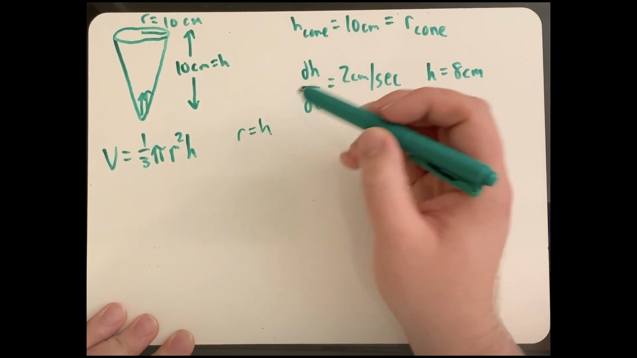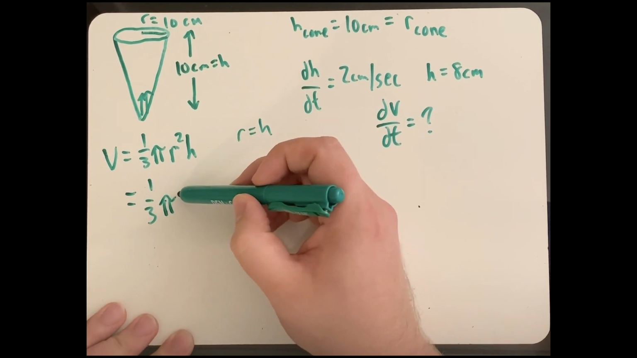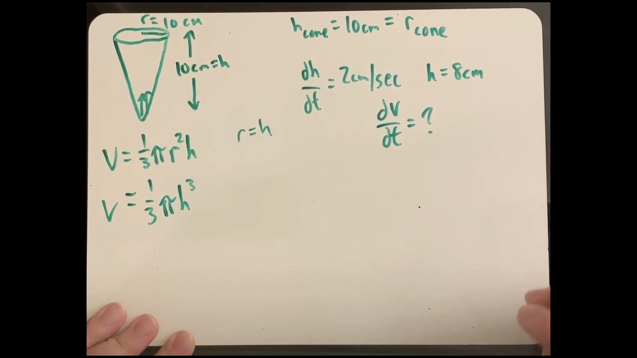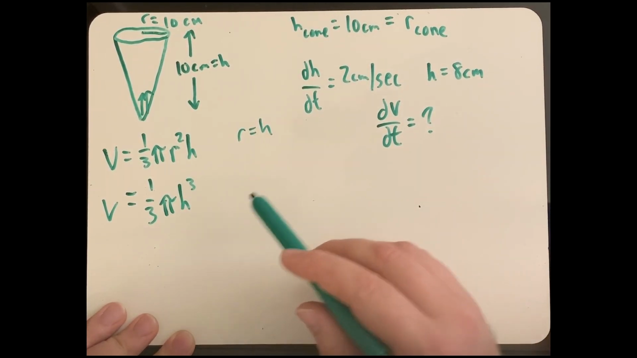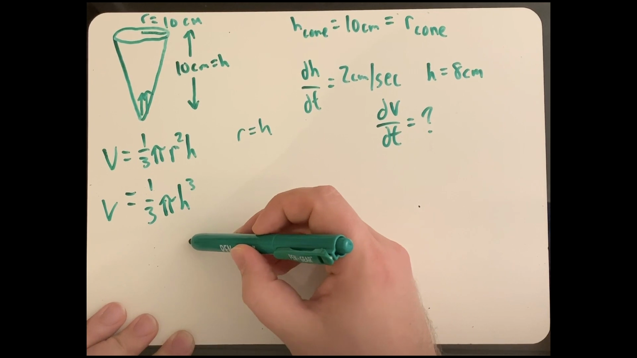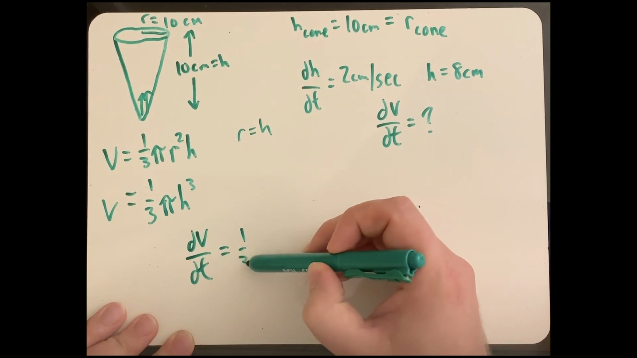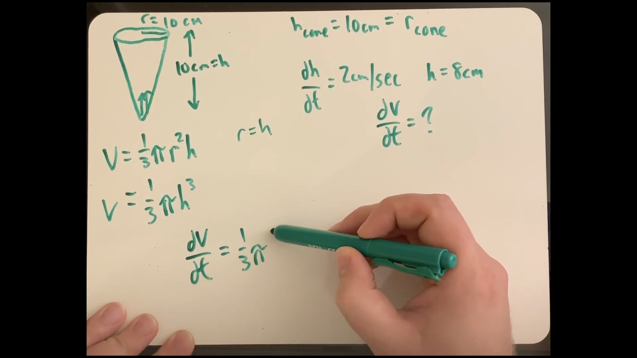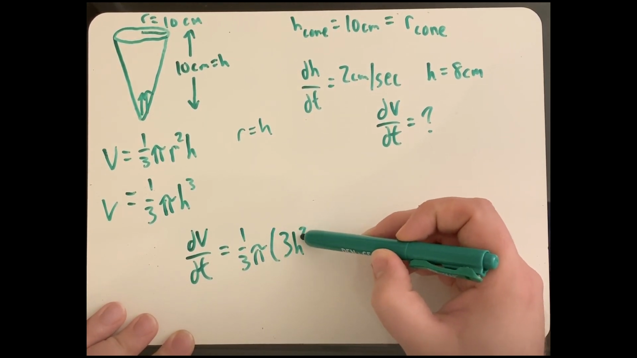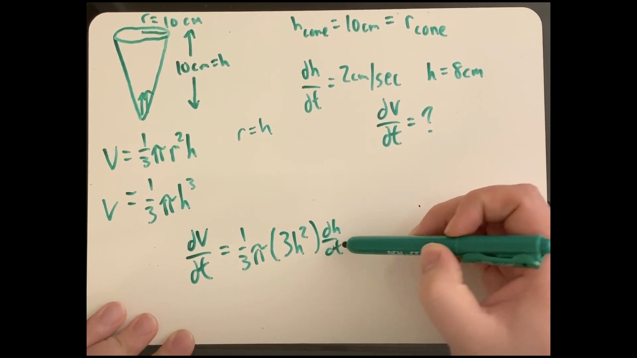So r is equal to h in this case. So we can rewrite this as 1/3 pi h to the third. Now we differentiate this implicitly, and we look for our rate of volume at 8 centimeters. So dV over dt, I leave the 1/3 pi off to the side. Bring down the 3, change that to a 2, 3h squared, and that's all times your dh over dt.